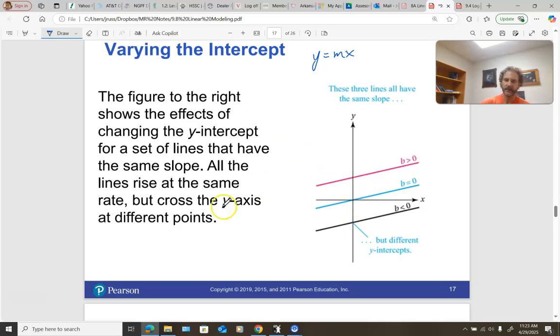And then lastly, if b is less than 0 or negative, then you're going to have a line that crosses the y-axis at whatever that negative value for b is. Okay. So the value for m, or the slope, the rate of change, that causes the steepness to change. And then the value of b causes your line to shift up or down, depending on what that initial value is. Okay.